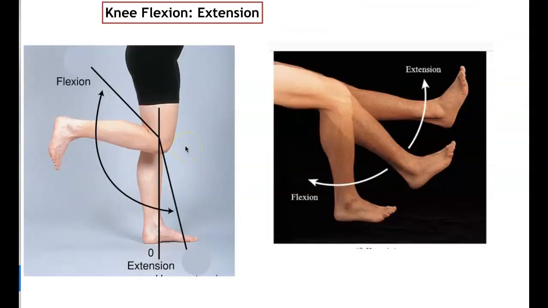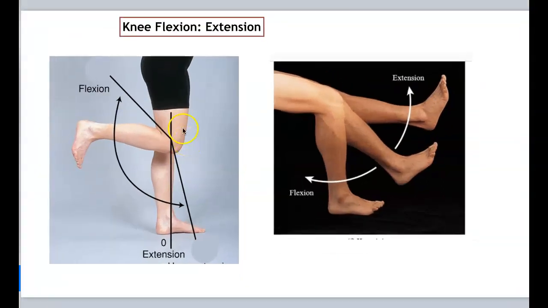Now the knee. In the knee, if you are in the anatomical position, you are standing up and you bend the knee, that is flexion. So easy to see you've decreased the angle right here. And then when you put your foot back down, that's going to be extension. So flexion and extension. Easy to see here.